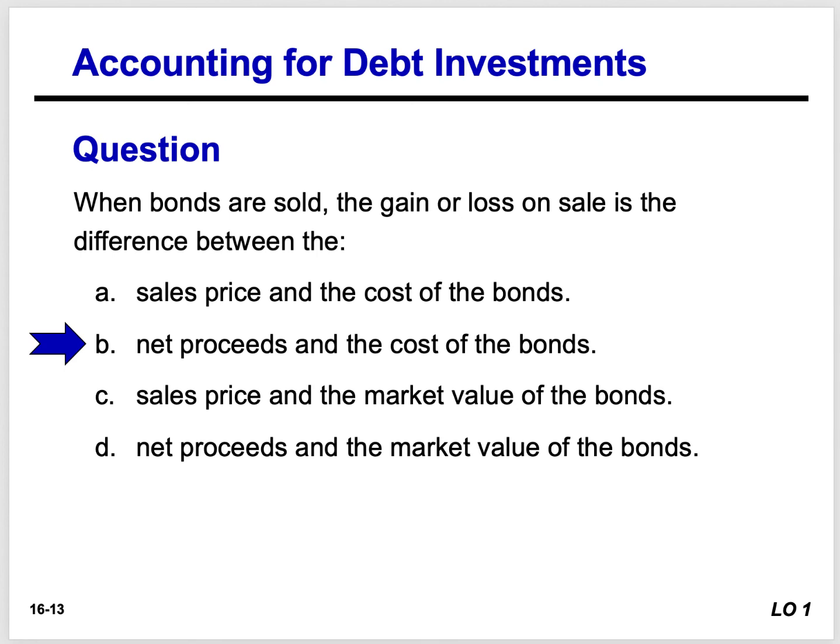Very important. When we sell the bond, the gain or the loss on sale has to be the difference between the net proceeds and the cost of the bonds. Very important that we understand the difference between the selling price and the net proceeds.